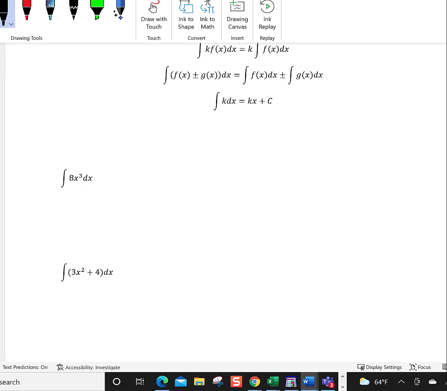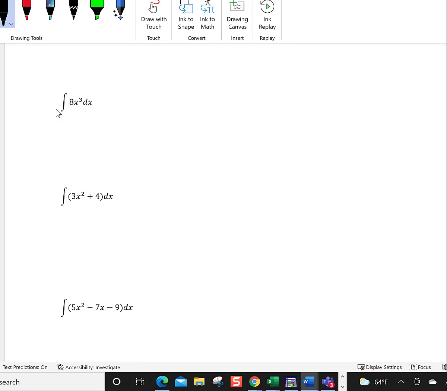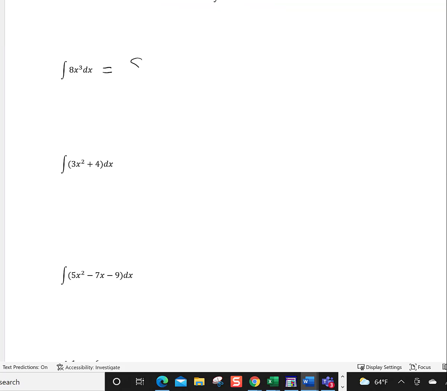So let's do a few more integrals with these new rules. The first one I have is the integral of 8x cubed dx. So I keep the 8. X was 3, I make it power 4. I divide by 4. I add c. 8 and 4 cancel. That becomes 2x to the 4th plus c.